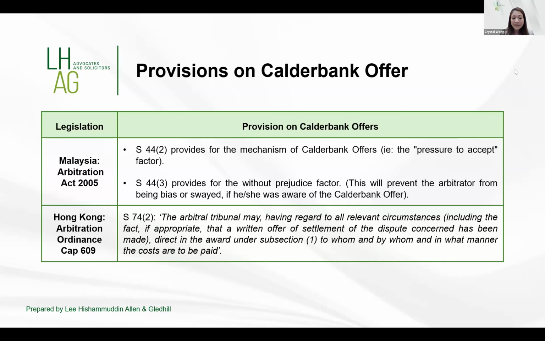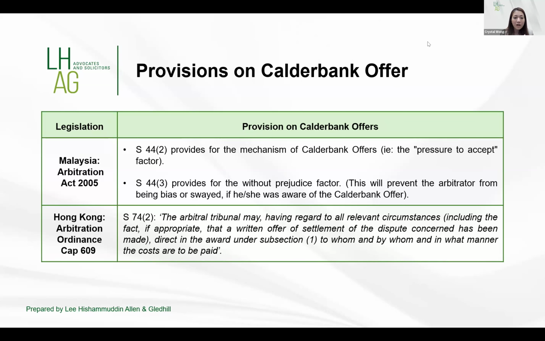One thing they have to bear in mind, Section 44 is actually in Part 3 of the Arbitration Act, which means that it would apply only to domestic arbitration. For international arbitration, unless you opt in, this section is only available for domestic arbitration. I think that's something that we need to bear in mind.